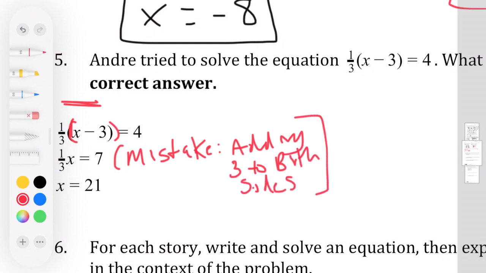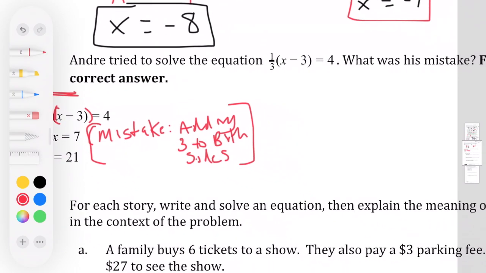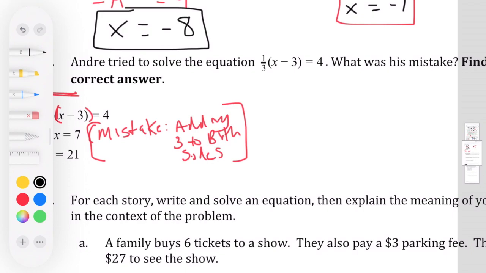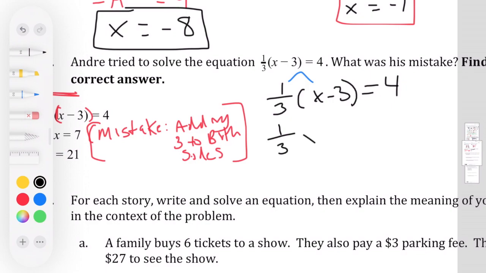So now that we found Andrey's mistake, we need to figure out what the solution to this problem actually is. So let's start by rewriting the problem. We have 1/3 times x minus 3 is equal to 4. Now, I'm going to go ahead and distribute first. And I know we're going to get a 1/3 x, and minus, and then 1/3 of 3 is going to be 1. And so 3 times 1 right here is going to give us 3.